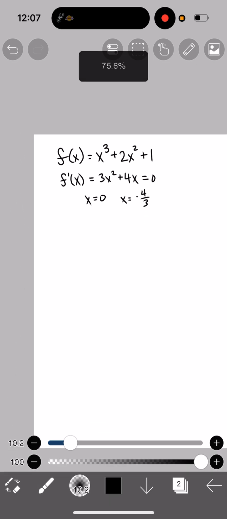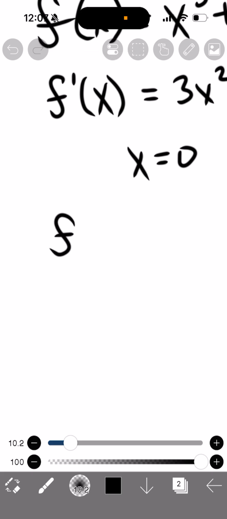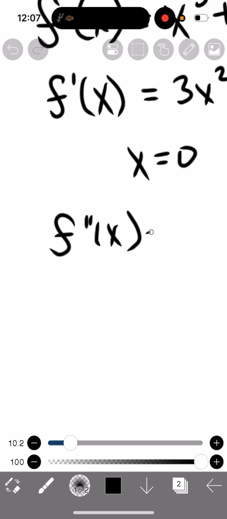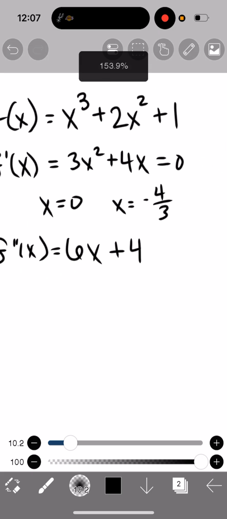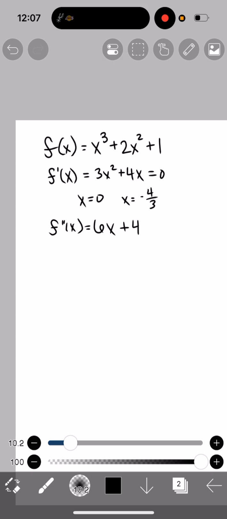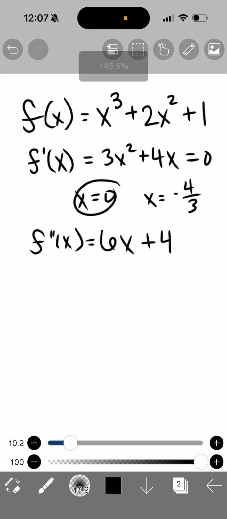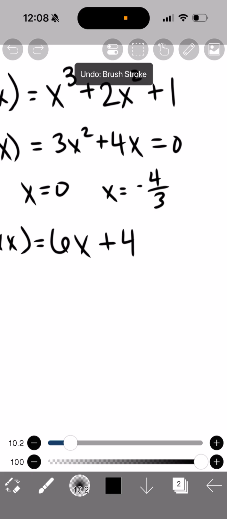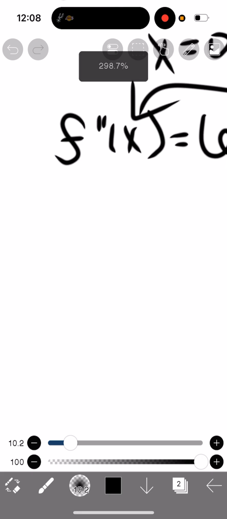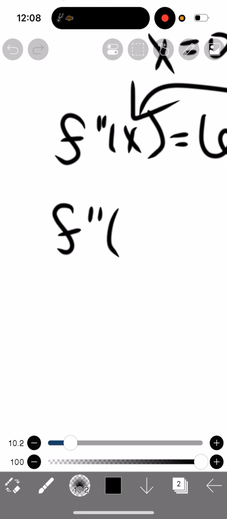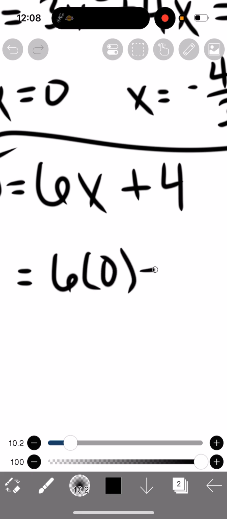Okay, so the next thing that you do is you find the second derivative and just do that normally. f double prime of x is 6x plus 4. And now what you're going to do is plug your points of potential extrema, your critical points, into the second derivative equation. So f double prime of 0, I'll do first, is equal to 6 times 0 plus 4.